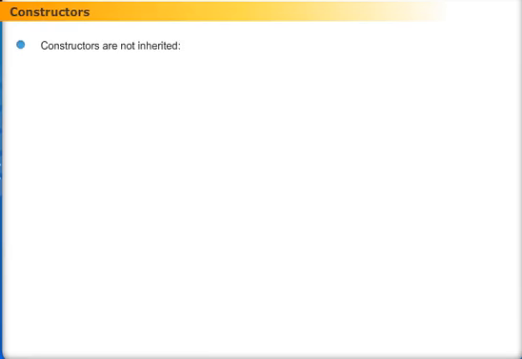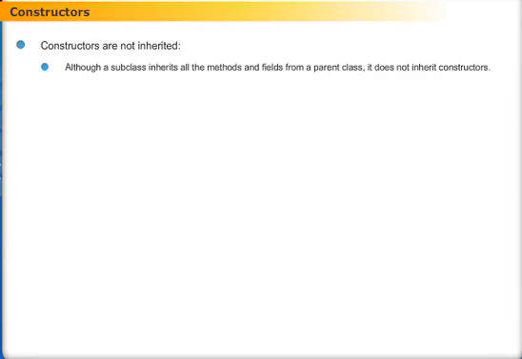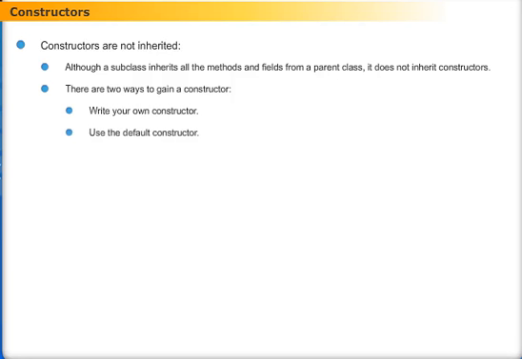Constructor declarations are not members, hence they are never inherited, and, therefore, are not subject to hiding or overriding. There are two ways to gain a constructor. Either you write your own constructor or use the default constructor. If you do not declare a constructor, a default no-argument constructor is provided for you. If you declare your own constructor, the default constructor is no longer provided.